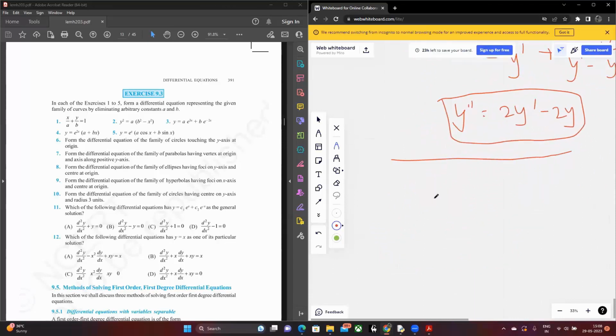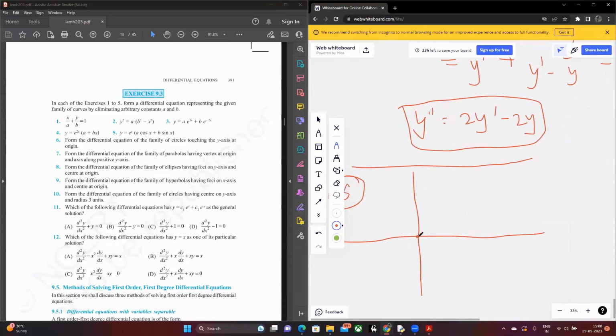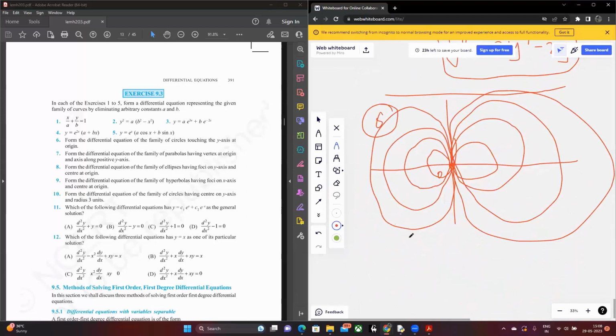That takes care of the first 5 questions. Then question number 6. Form the differential equation of the family of circles touching the y-axis at the origin, right? So basically, the circles form like this, right? Everything touches the y-axis at the origin, and it's not limited to one side. It holds true for both sides, right? I'm not drawing bigger circles over here because that is basically a waste of time for me. But they are basically infinite circles, right?